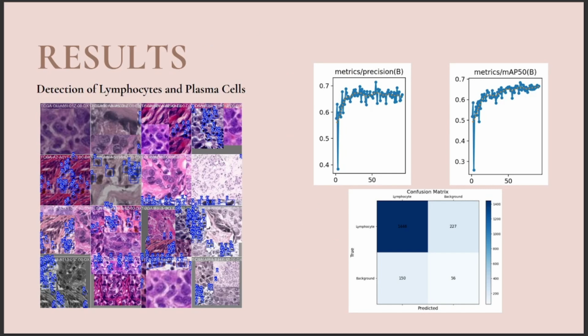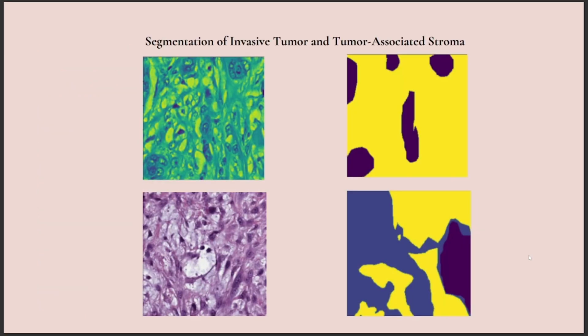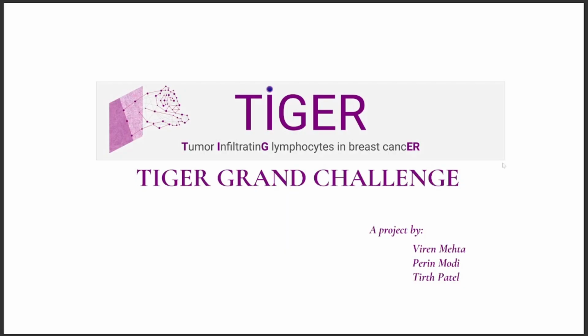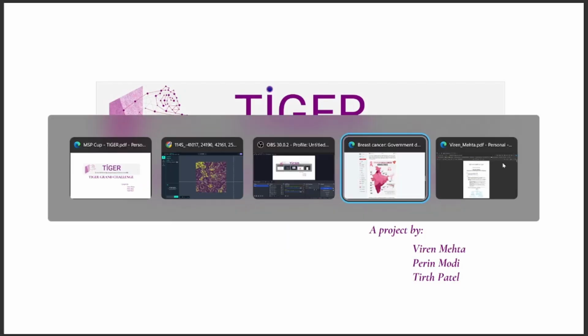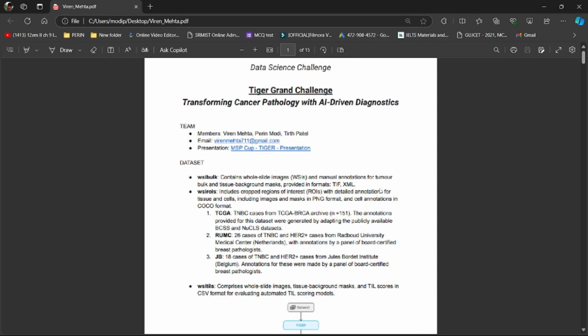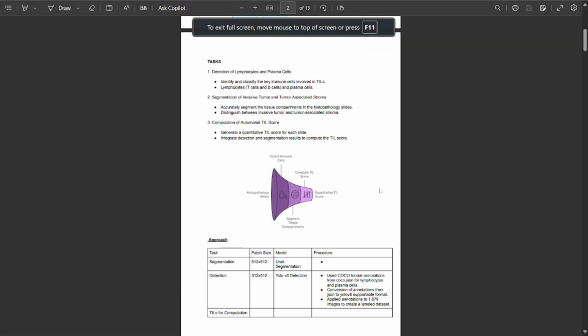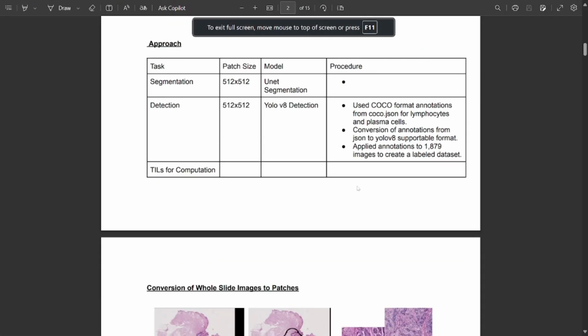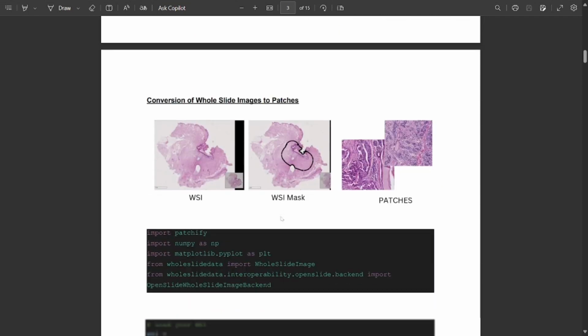So these are the results of our detection model. These are the accuracy metrics, and this is the confusion matrix. We have got about 79% accuracy and 0.79 precision of mAP. This is the result of our segmentation model, where we have segmented all the 7 layers as discussed earlier. This is our walkthrough of the approaches, where these are the tasks and these are the approaches as described earlier.